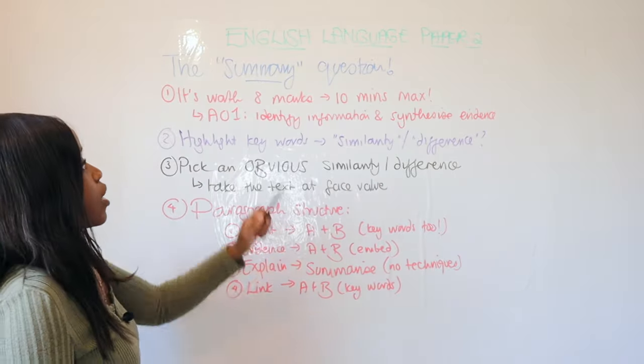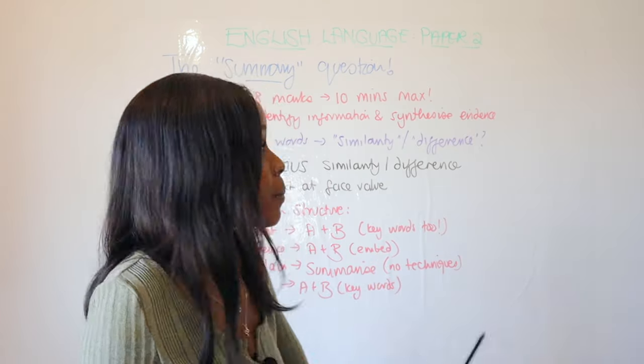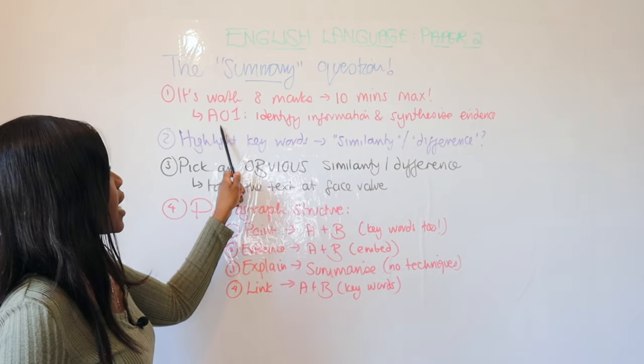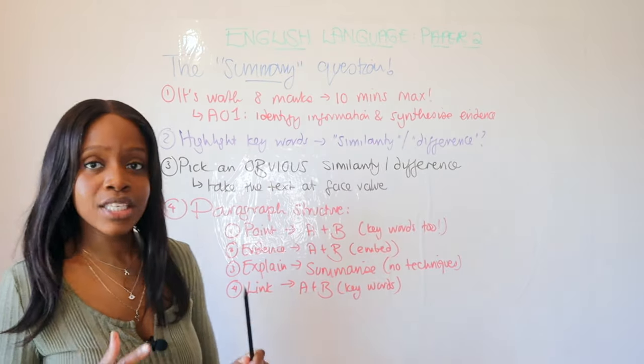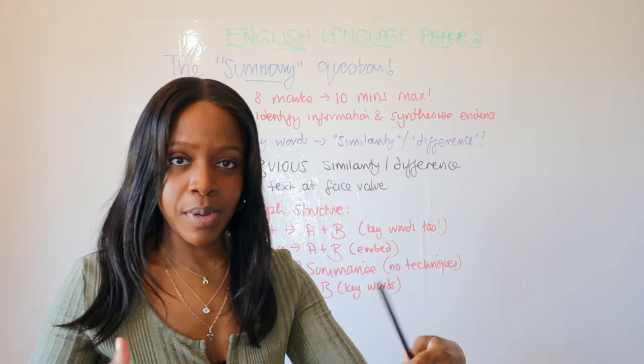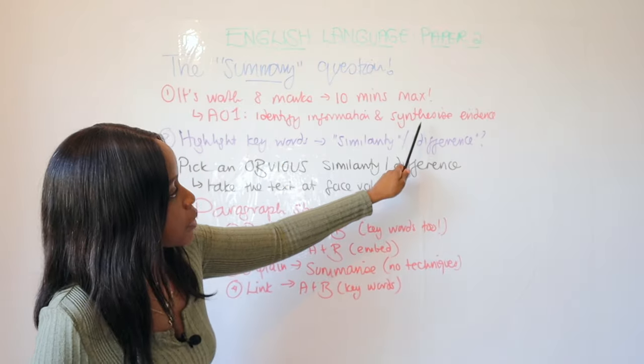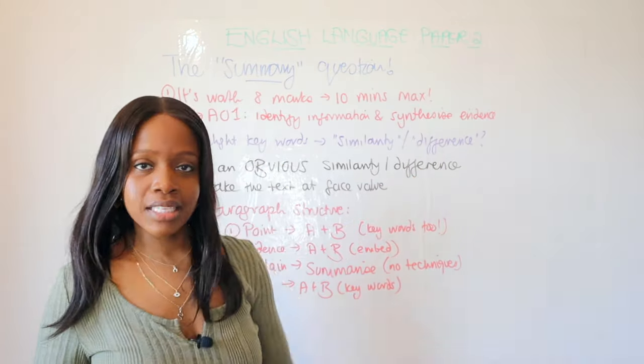Remember, firstly, this question is worth 8 marks, so do not spend too long on this question. Spend a max of 10 minutes on this question, and it tests your AO1. It tests your ability to firstly select the right bits of information, okay? So just literally pick out the 2 bits of evidence from source A and source B. And also, you need to be able to, what they call, synthesize your evidence.